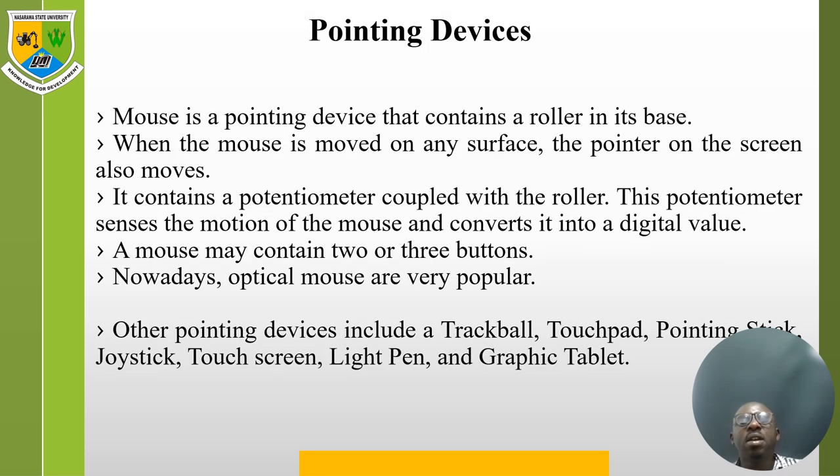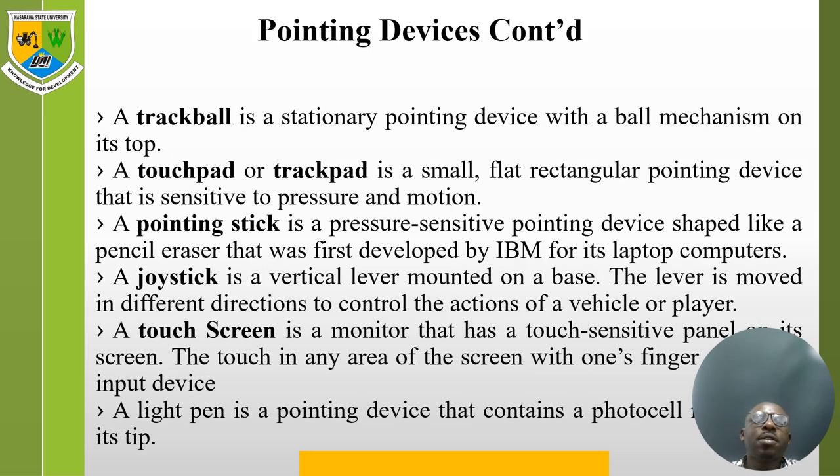Pointing devices. The mouse is a pointing device that contains a roller. When the mouse is moved on any surface, the pointer on the screen also moves. So these are examples of input devices. Other pointing devices include the trackball, touchpad, pointing stick, joystick, touchscreen, light pen, and graphic tablet.